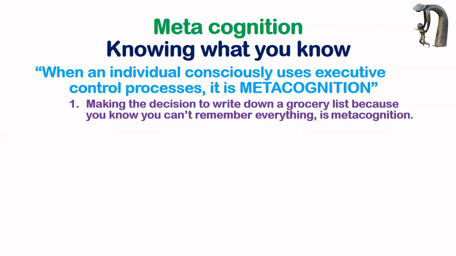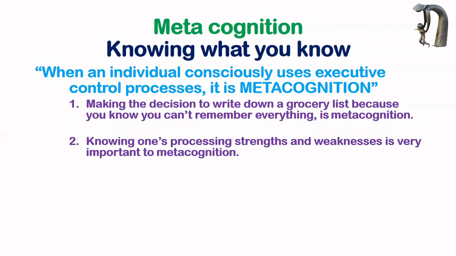Knowing one's processing strengths and weaknesses is very important for metacognition. This is just a fact which we are talking about. Knowing one's processing strength, this is my strength. If you know one's processing strength, then I think it can help you all.